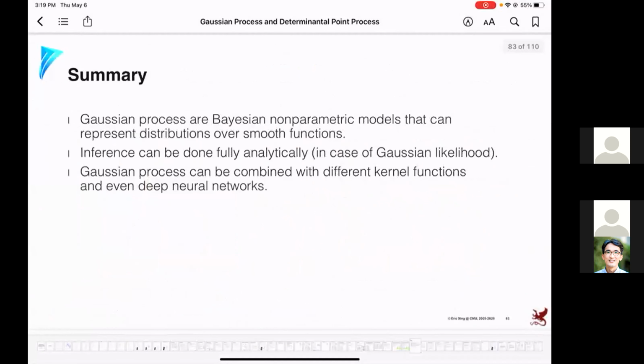Okay, so finally, I guess we finish the Gaussian process. Just to summarize a little bit, Gaussian process is a Bayesian non-parametric model that we can use to represent distributions over smooth functions. Also, because we assume the Gaussian likelihood, all the inference can be done analytically, and we don't need sampling estimation or variational inference. Finally, we saw one example of combining Gaussian process with deep neural networks, using the result of the deep neural network as part of the kernel function.